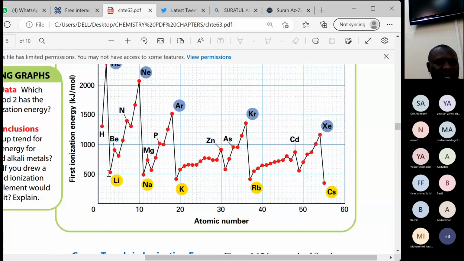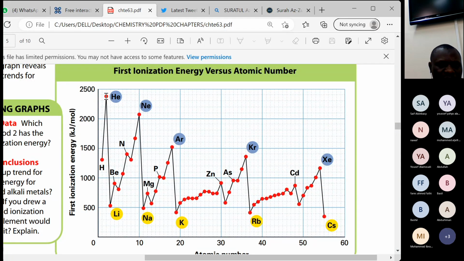For example, the first element, helium, if I look on the y-axis, the ionization energy is very high. It is next to 2,500. And if I look on the x-axis, the atomic number is small. So it means that when the atomic number is small, the ionization energy is high. The second one is neon. The atomic number has increased. It is 10. And ionization energy has gone below the first one. The third one is argon. The atomic number is 20, and the ionization energy has gone below 2,000.